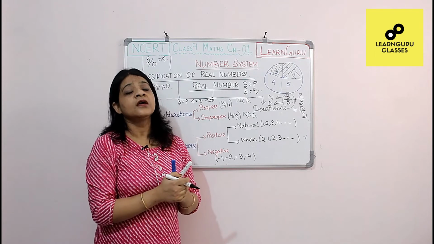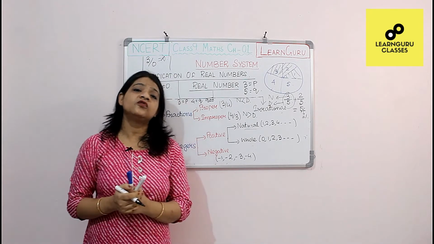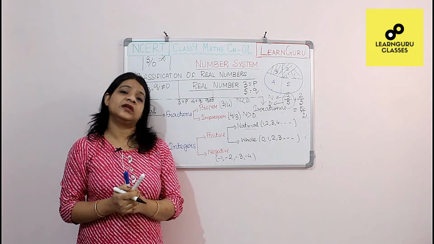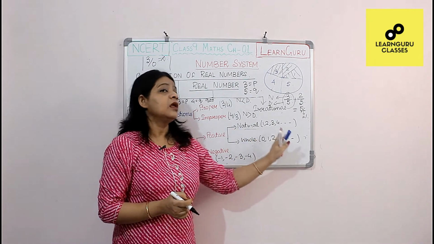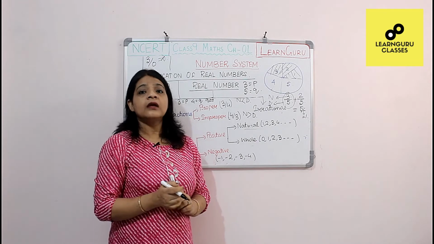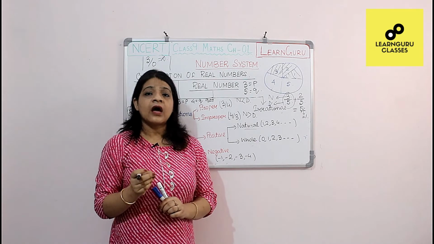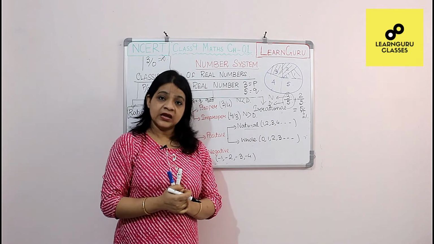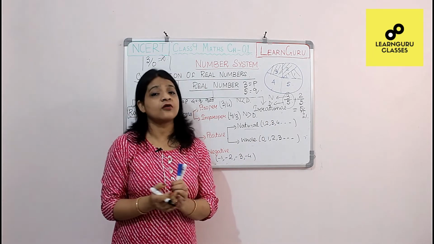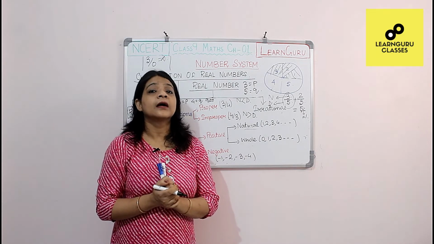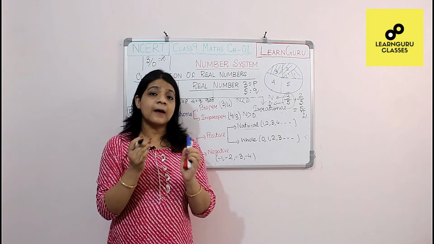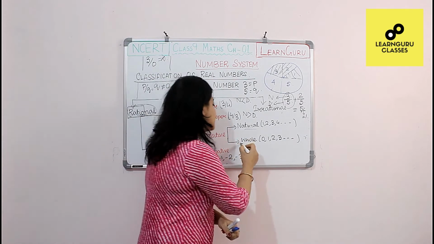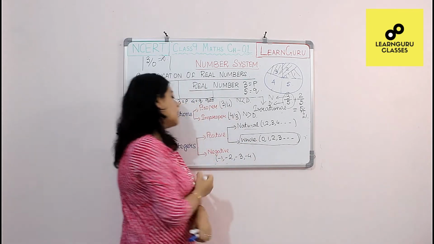So the positive integers that we use in our day-to-day life are natural numbers. Okay, now when we add 0 into the set of natural numbers, it completes the set of positive integers. So we call that a whole number.